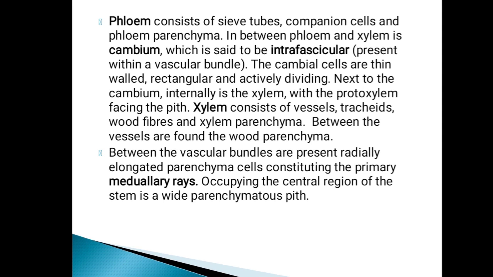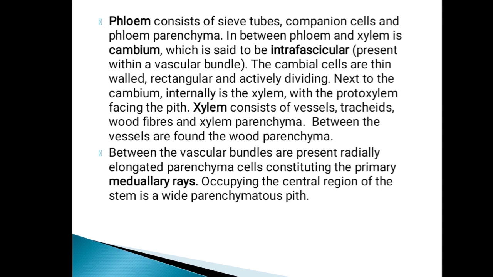Phloem consists of sieve tubes, companion cells, phloem parenchyma, in between which there is a cambium, which is said to be intravascular, present within the vascular bundle. The cambial rings are thin walled, rectangular and actively dividing. Next to the cambium internally is the xylem with the protoxylem facing the pith. The xylem consists of vessels, tracheids, wood fiber and xylem parenchyma. Between the vessels are found the wood parenchyma.